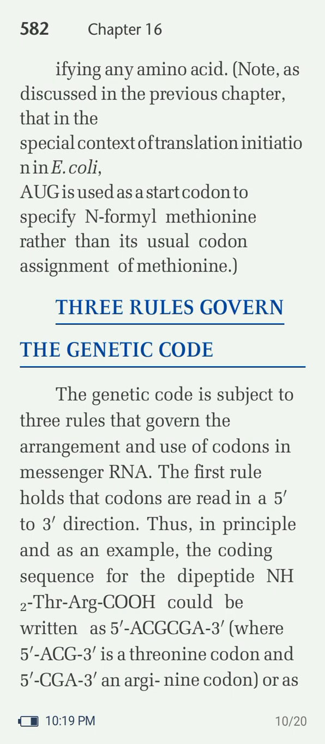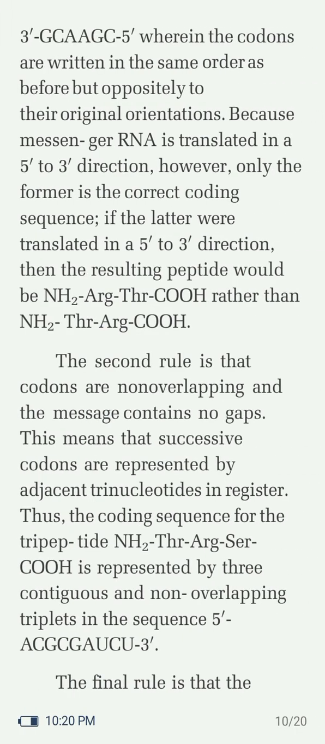This is a principle, and as an example, the coding sequence for the dipeptide NH2-Thr-Arg-COOH would be written as 5' ACG CGA 3', where 5' ACG 3' is a threonine codon and 5' CGA 3' an arginine codon, or as 3' GCAAGC 5', wherein the codons are written in the same order.